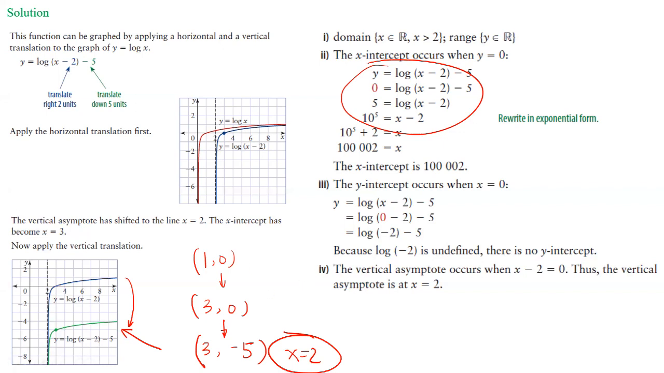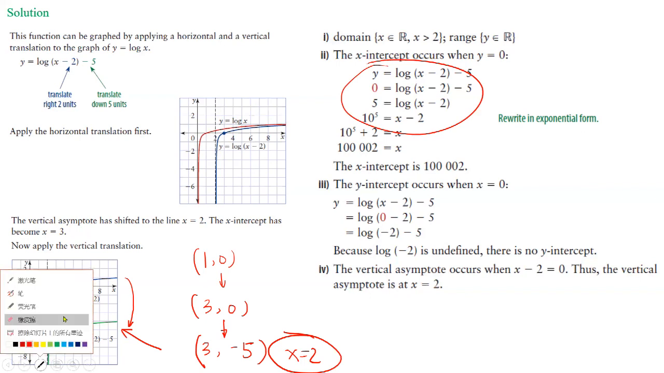Okay, please have a look at the solution here. Any questions, let me know.